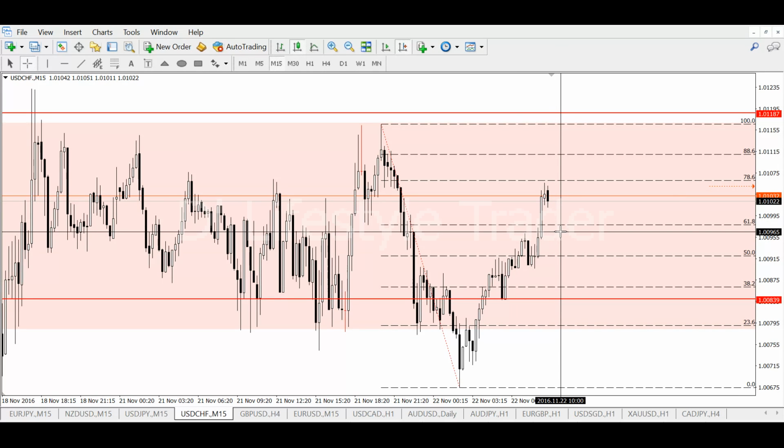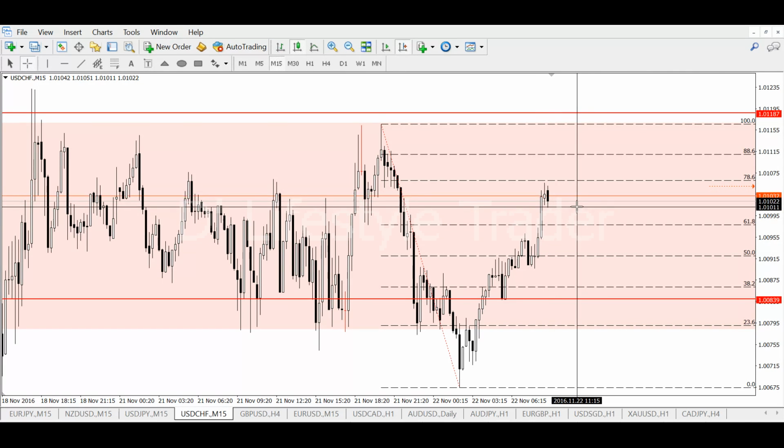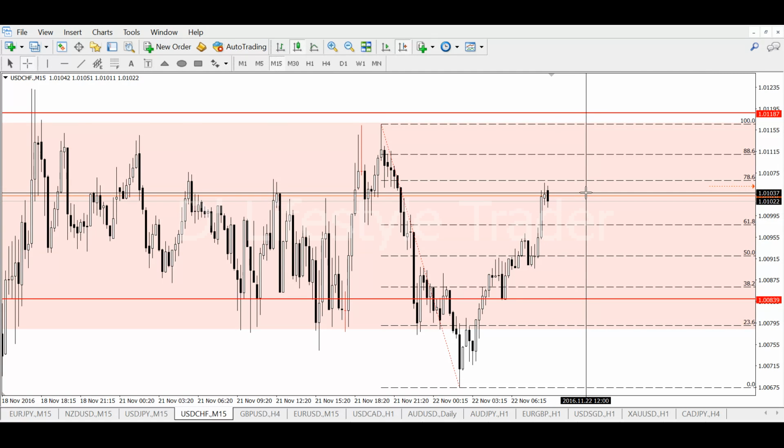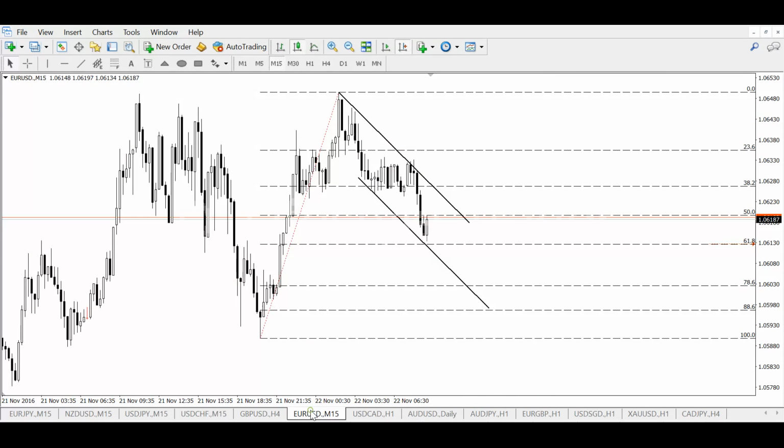And of course, if you want to be safer, then you can always wait for the retest, or you can sell with half risk, then probably wait for a retracement again to go for another half risk. So that's just some of the considerations. So that's the dollar against the Swiss franc.